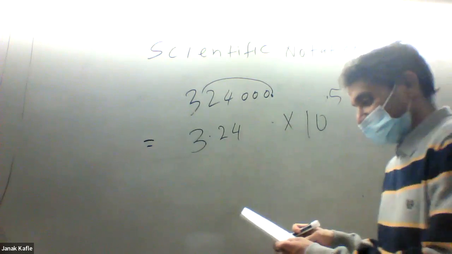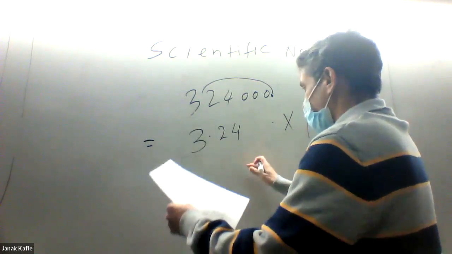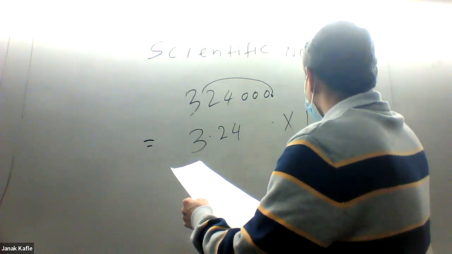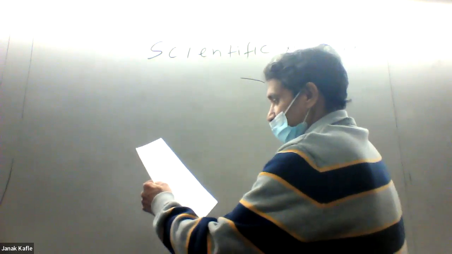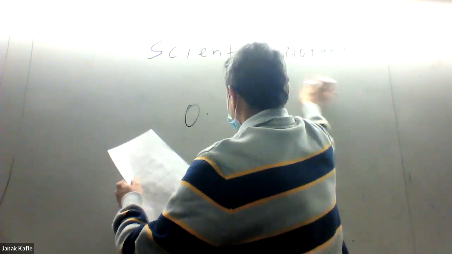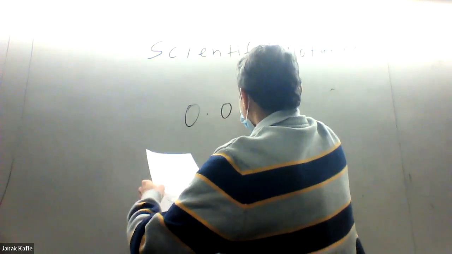So that is one, and I have another here. So that's a big number. I have 2 examples there. Now I'm going to write the small number here, 0.0012.